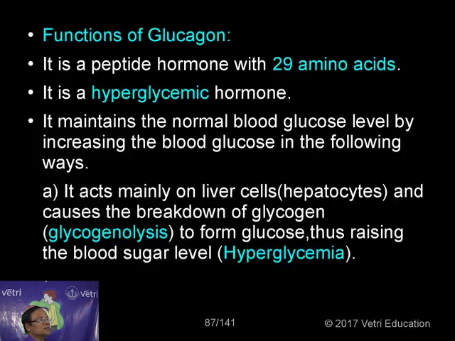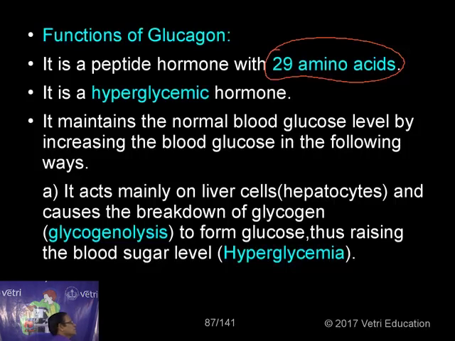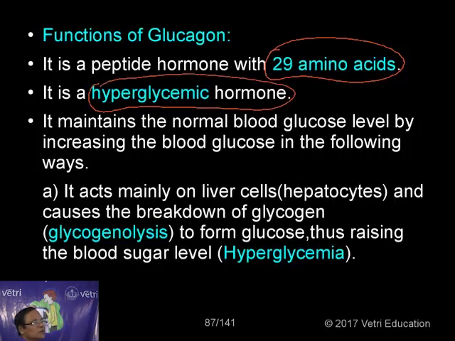Now glucagon is a polypeptide with 29 amino acids. It is responsible for increasing the sugar level. That's why it's called a hyperglycemic hormone, the one responsible for increasing the blood sugar level. Normally, it increases the blood sugar level in the following ways.